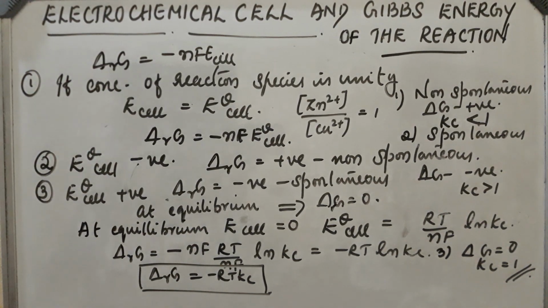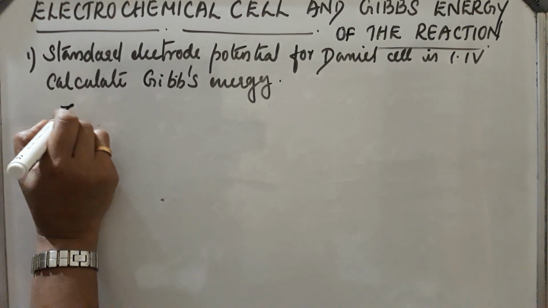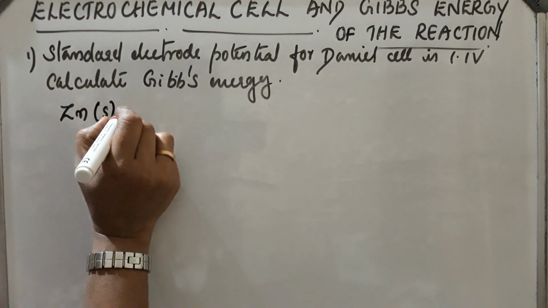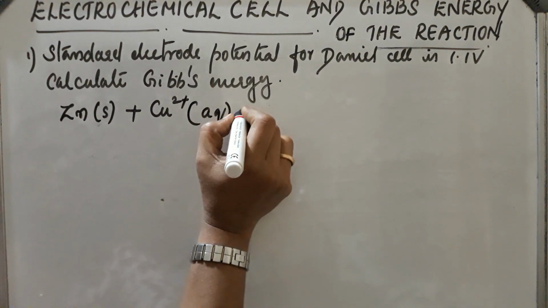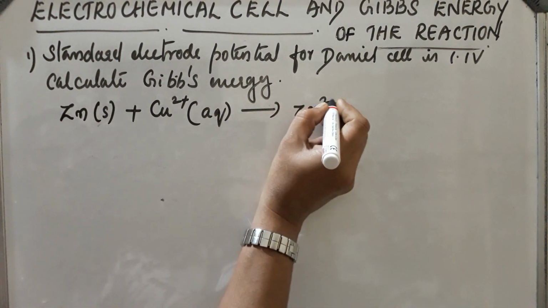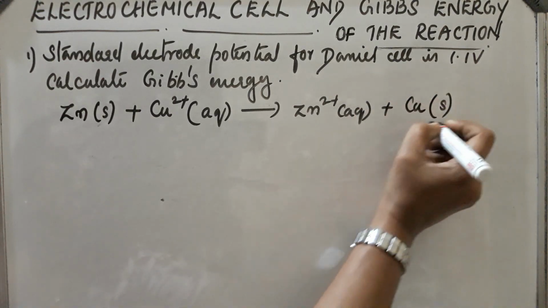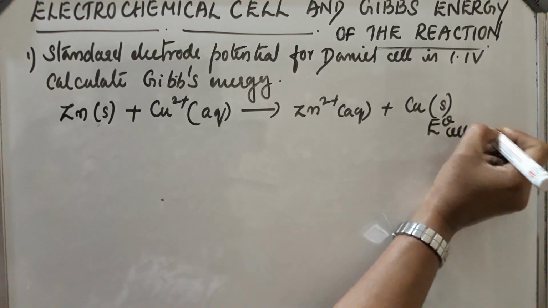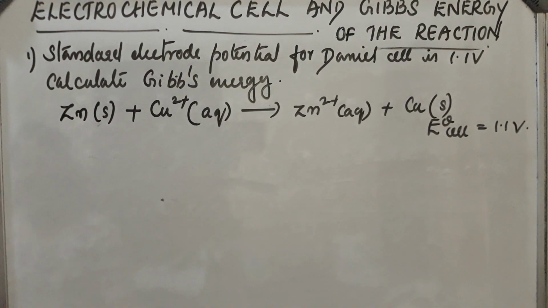Now, let's do some problems based on this. Problem: the standard electrode potential for Daniell cell is 1.1 volt. Calculate the Gibbs energy. Now, in a Daniell cell, what will be the reaction? Zn plus Cu2+ gives Zn2+ plus Cu. And E standard is given, 1.1 volt. It is a fixed, standard value.